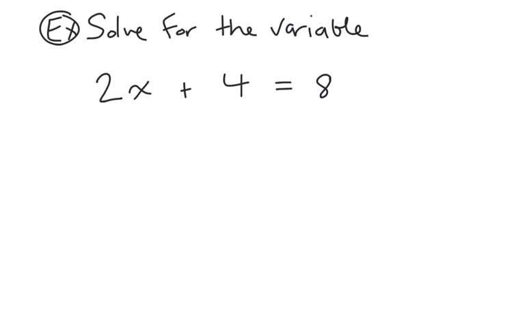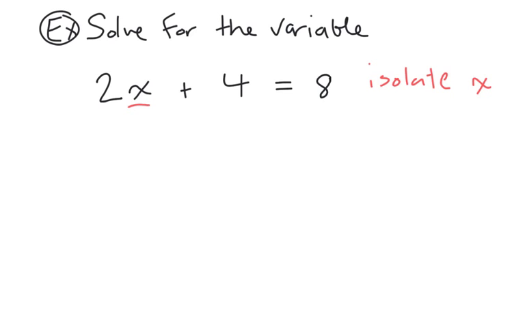In our next example, we want to solve for the variable in the equation 2x plus 4 equals 8. The first thing you want to do is identify the variable. The variable we have here is x. Ultimately, we want to isolate x. However, x is not alone. It is stuck with this 2 through multiplication and is stuck with this 4 through addition. So we're going to try and get rid of this 2 and this 4 in the next couple steps.